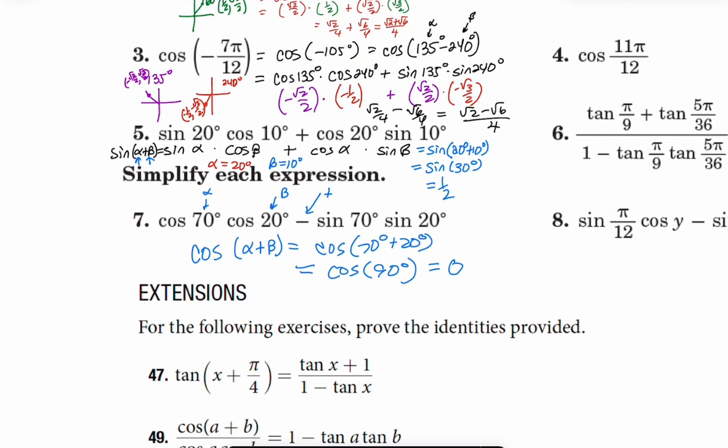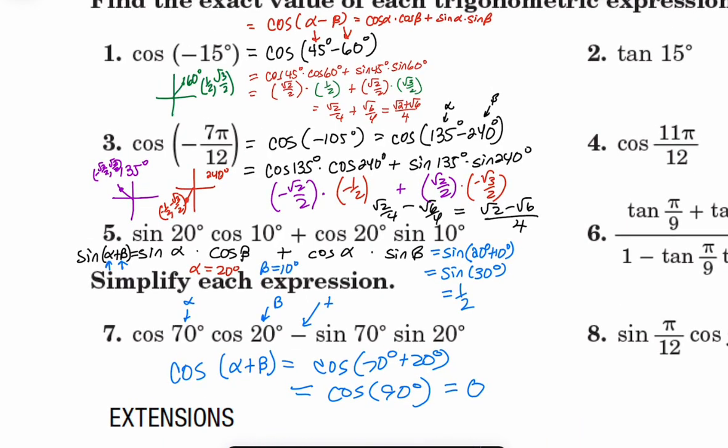Any questions about that first section of the homework? I did the odds. The evens are going to follow suit and be very similar to what you saw there. Everybody good with 1 through 7?